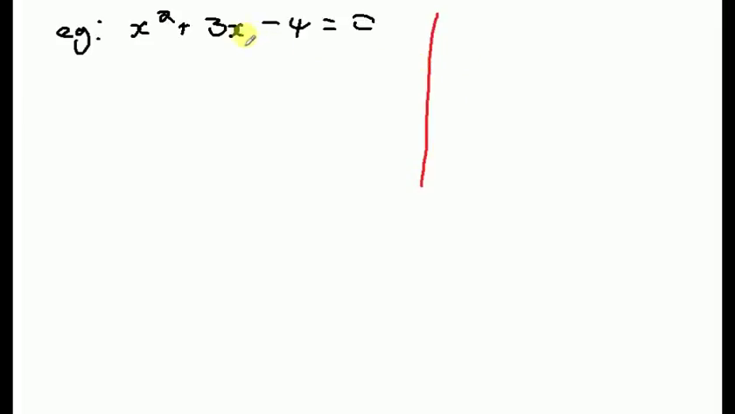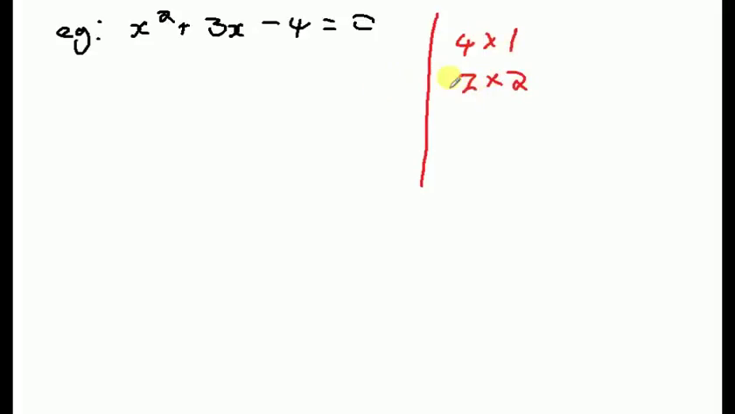You look for numbers that when you add them, give you 3, but when you multiply them, give you negative 4. So let's write all the multiples of 4. Obviously it's 4 multiplied by 1, and 2 multiplied by 2. They all give us 4. And it can also be 1 and 4. So that's why I'm only writing 4 and 1.